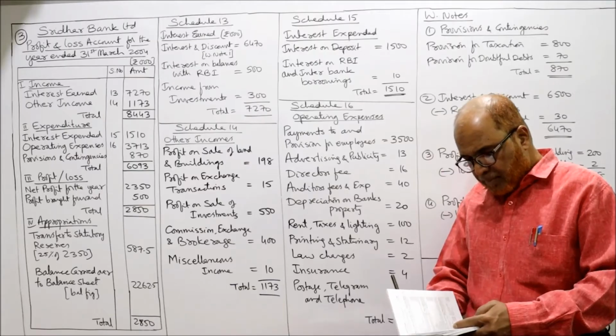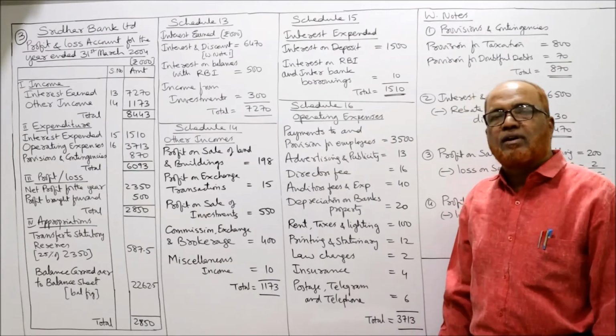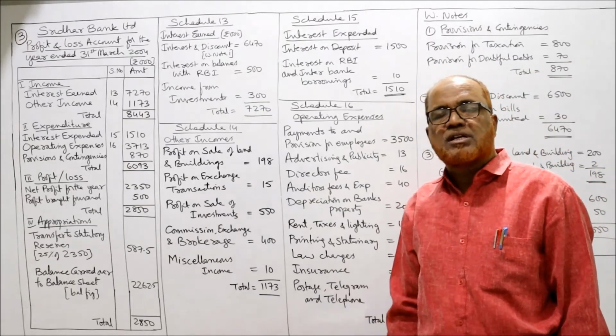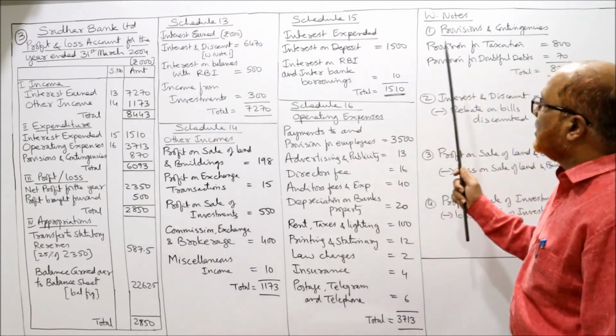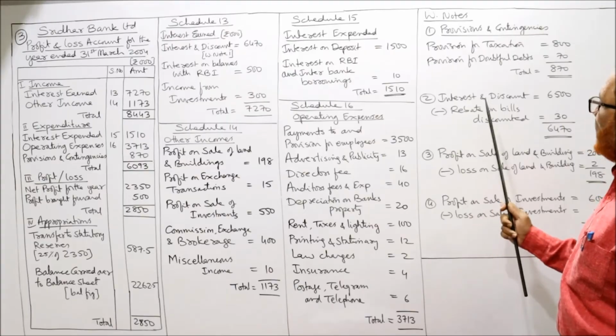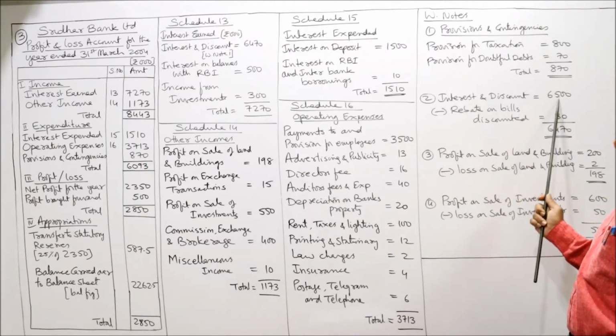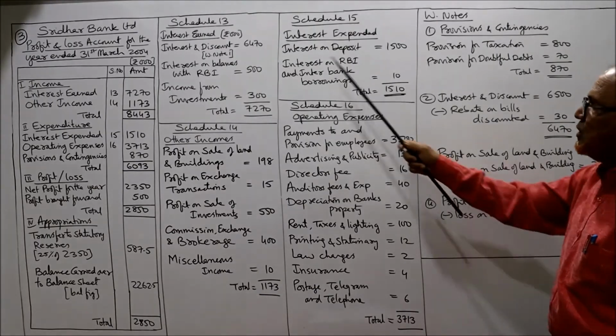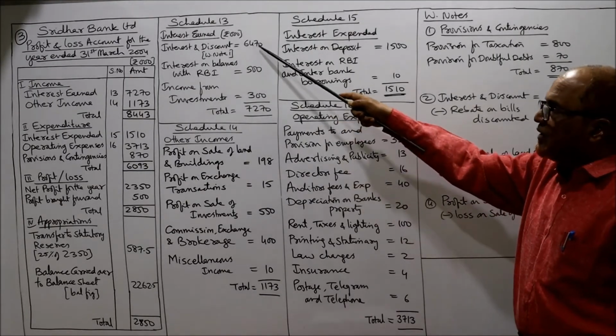Next comes rebate on bills discounted 30. Already we have deducted. Rebate on bills discounted should be deducted from interest and discount. Here interest and discount 6,500 minus rebate on bills discounted 30, 6470. Here 6470. We have taken all the items.